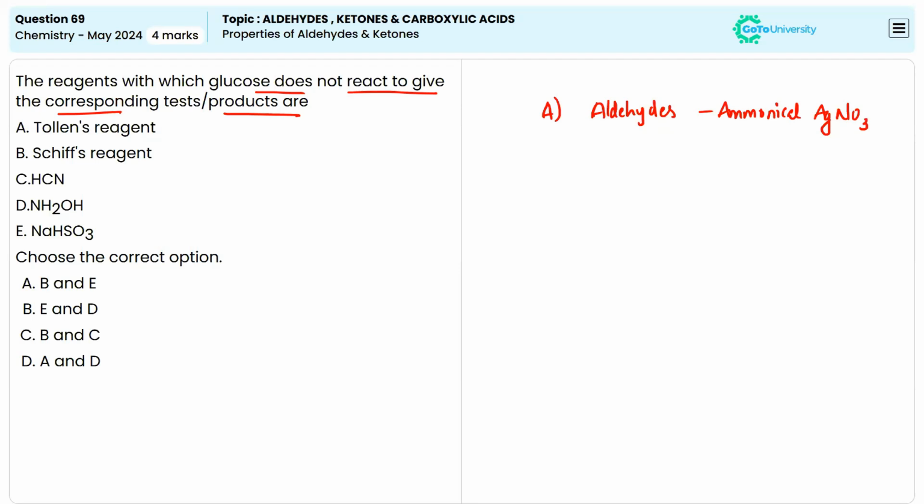The second one is Schiff's reagent. Schiff's reagent is usually used to detect aldehydes, and it is a sulfurous acid solution actually, colorless, but it turns pink or magenta when it reacts with aldehydes. So that is also used for the detection of aldehydes. Now coming to HCN, NH2OH, NaHSO3. Among these, both Schiff's reagent and NaHSO3 are not reacting with glucose. All others usually react. So from the options we have to choose the correct option which is not reacting. So B and E, which means option A is the correct answer.